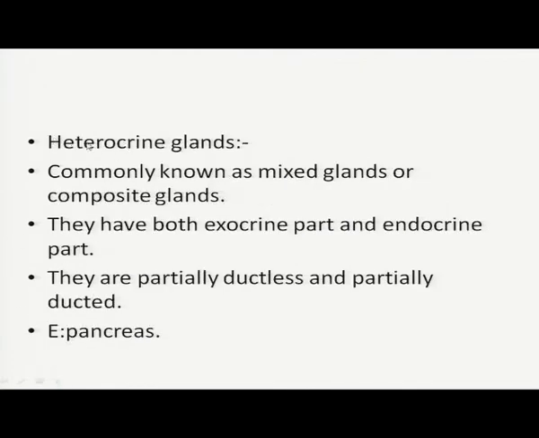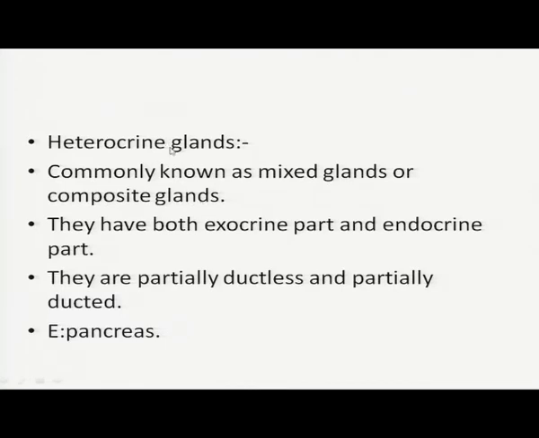Now, there is another interesting term coming here, heterocrine glands. Commonly they are known as mixed glands. Mixed in the sense some portion is having duct, some portion is without ducts. That means some portion is acting as exocrine gland, and some part acts as endocrine gland. Since it is a mixed gland, we can call it a composite gland.